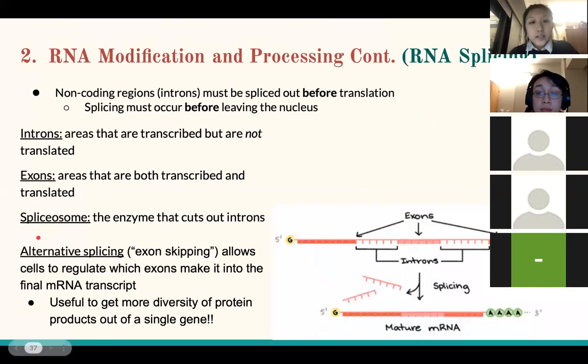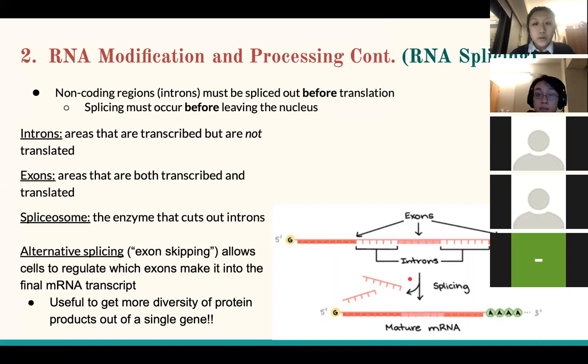Okay, so then continuing RNA processing, there's RNA splicing that I think is covered in Bio 151 too sometimes. So you have non-coding regions known as introns within your RNA, and they have to be spliced out before translation because they're not useful to have. And so splicing occurs before leaving the nucleus, because once you leave the nucleus, that's where translation is going to happen. And so again, introns, which are shown as these empty spaces, are areas that are not translated, whereas exons are both transcribed and translated.